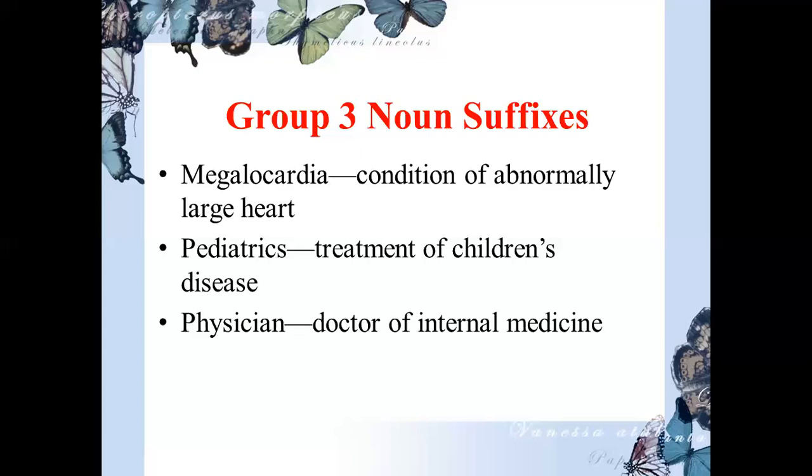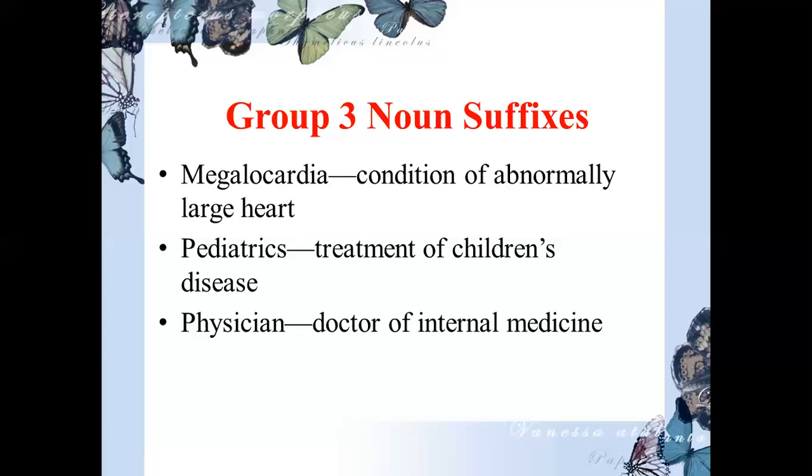The second noun suffix is ia. Ia just means condition, especially abnormal condition. The first word is neuralgia. You have seen this word. Neuro means nerve. It's a combining form. Algia, we know it is a suffix meaning pain.